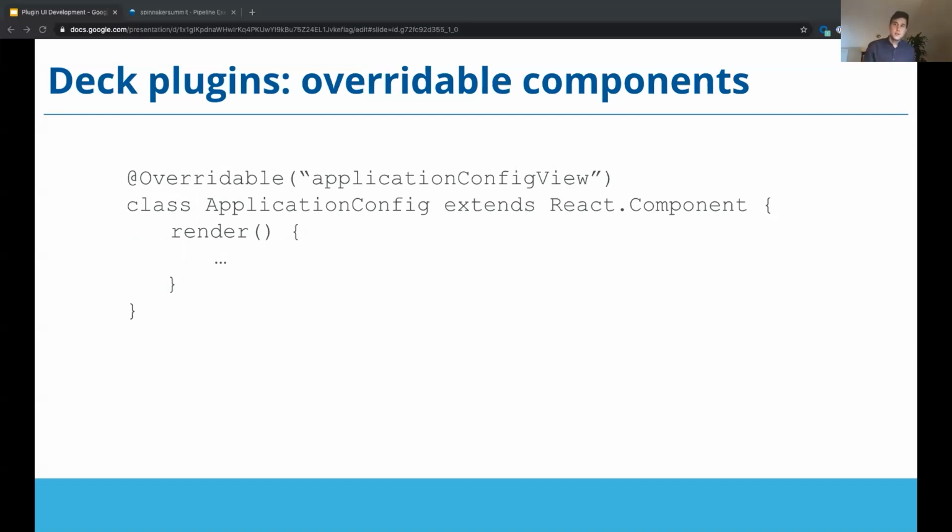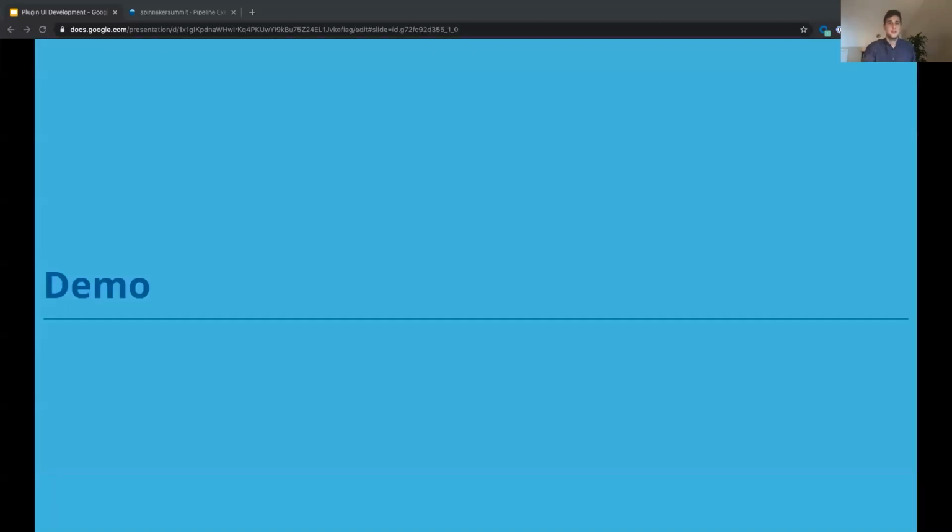So we talked about registries. The next option is overridable components. React components across Deck are annotated as overridable. These work pretty much exactly as you would expect. You provide a substitute component which gets swapped in. So I'm going to show you what that looks like.